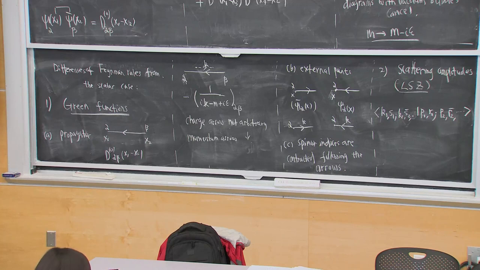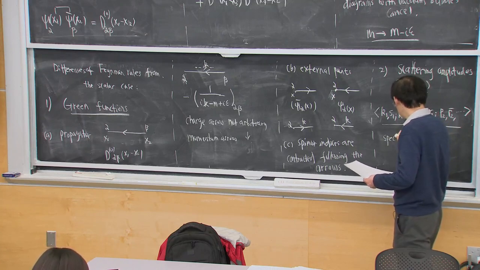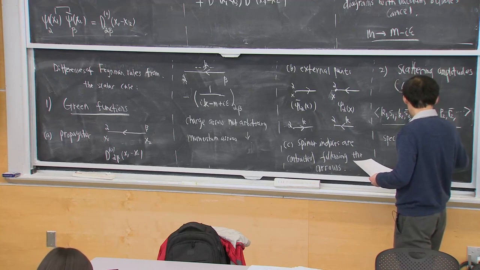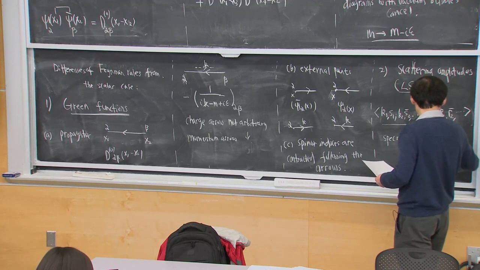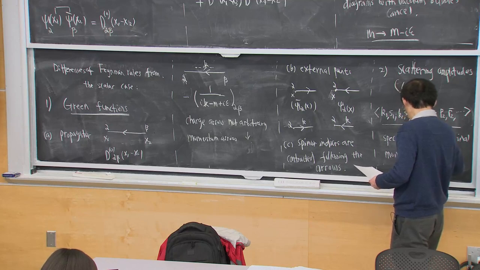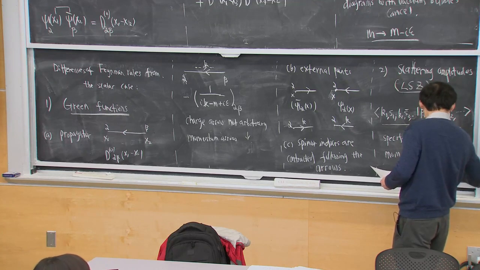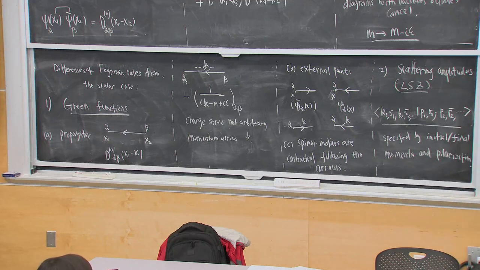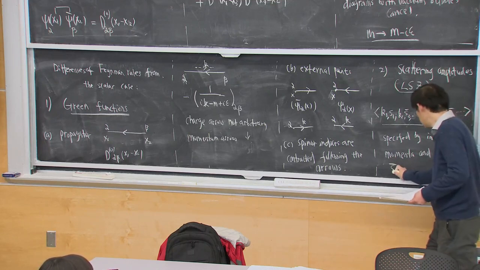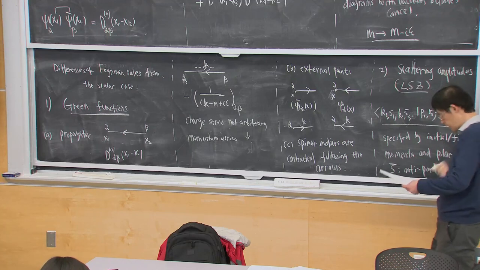The scattering amplitude is when we want to calculate things like this, with some initial momenta and final momenta, specified by the momenta and the polarizations. And the bar is for antiparticle.